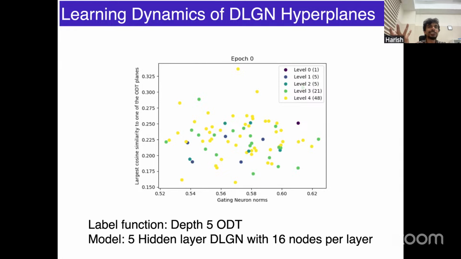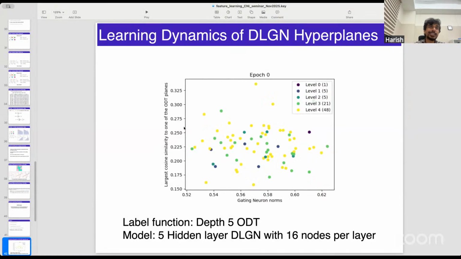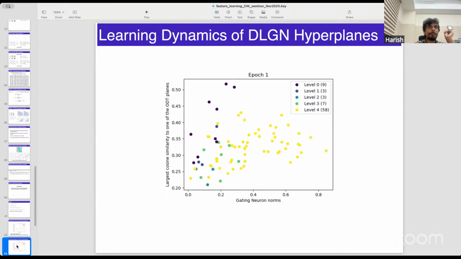So at initialization, it's pretty random. The gating neuron norms are between 0.5 and 0.6, and the cosine similarity of the gating vectors with the ODT hyperplanes is pretty random. There is no pattern to discern here at initialization. However, even immediately after one epoch, you see a pattern.